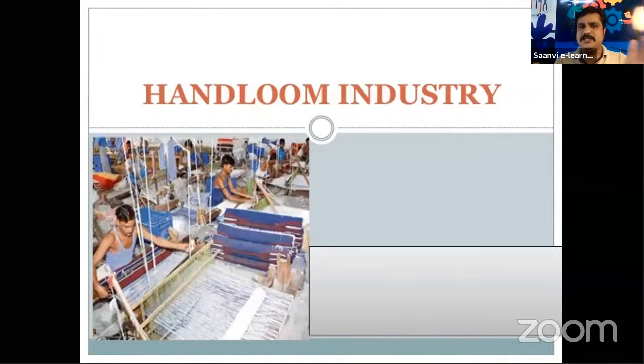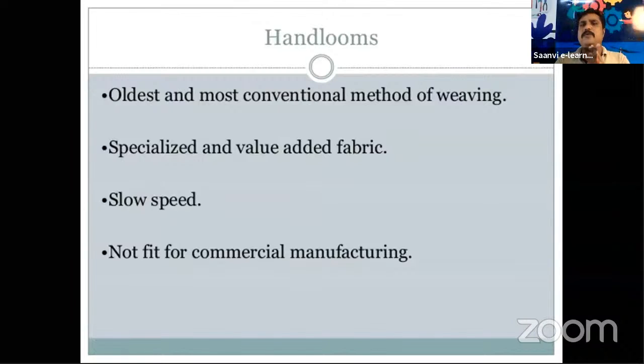Especially here, these people are making cloths. And the same way, here you have the definition of handloom. What is actually handloom? The oldest and most conventional method of weaving. It means we can see our traditional style in handloom work. If you purchase saris or silks from Gadwal or some other areas, you can see some traditional touch in that. So we can see our culture, tradition, everything.